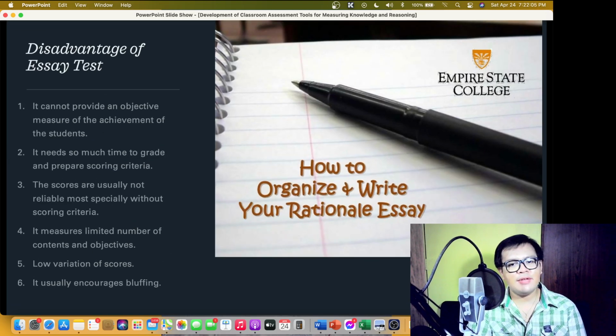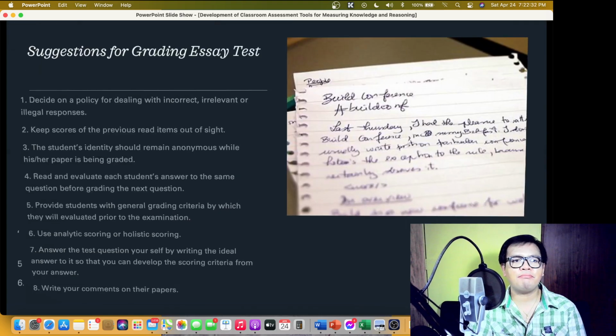And we also have disadvantages in making essay tests. Number one, it could provide a less objective measure of the achievement of the student. Number two, it needs so much time to grade and to prepare scoring criteria. Number three, the scores are usually not reliable, most specifically without scoring criteria. Number four, it measures a limited number of content and objectives. Number five, low variation of scores, and it usually encourages bluffing.